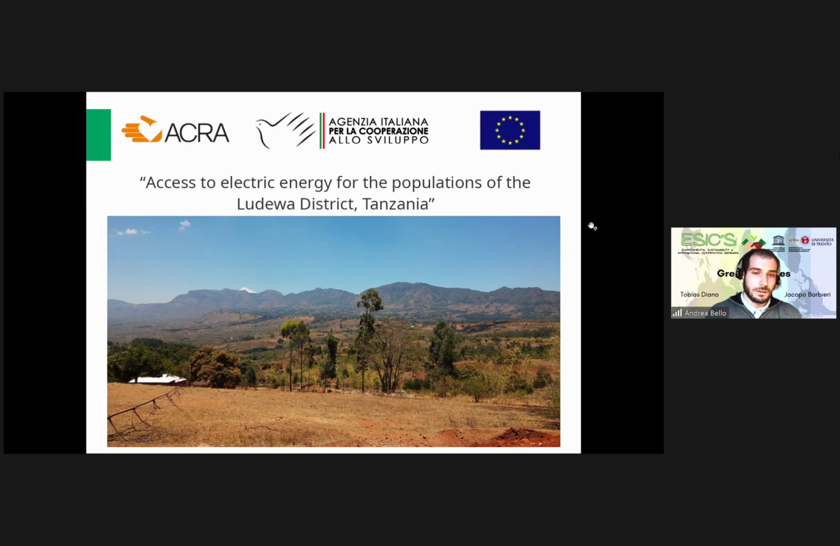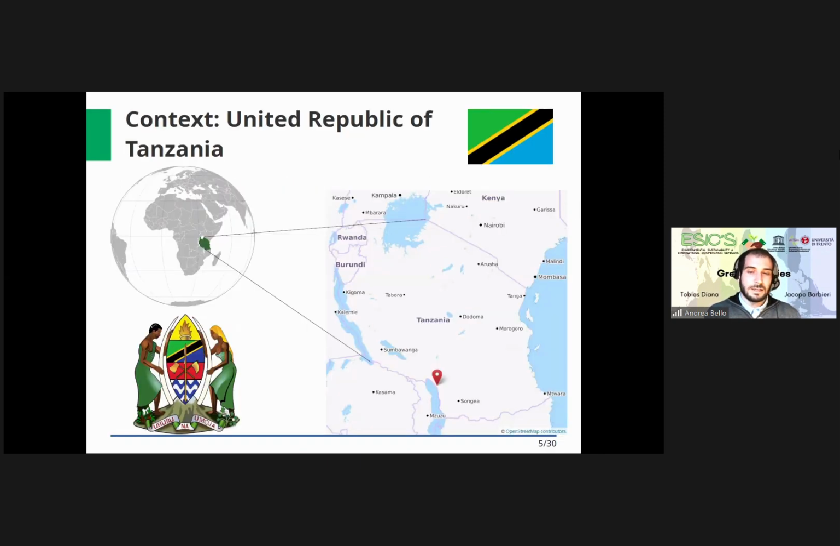for some months. It was developed by the Italian NGO ACRA together with the Italian Agency for International Cooperation. It was also financed by the European Union and other minor partners. So the context is one of the poorest economies in the world, the United Republic of Tanzania. The project location is here, where you see the pin. As you can see, it is on the border of Lake Nyasa in the region of the Southern Highlands.